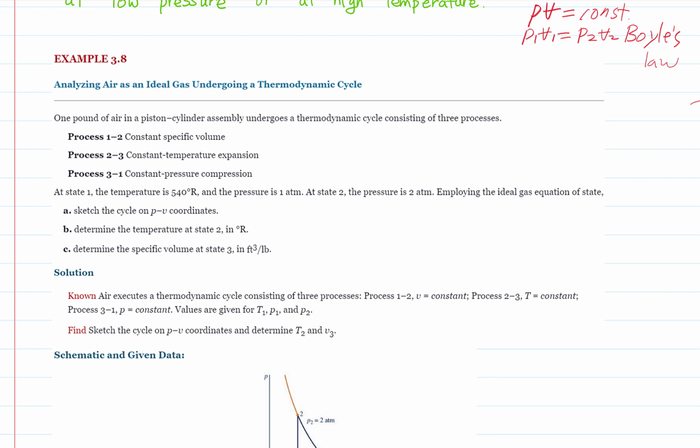Employing the ideal gas equation of state, so we consider air as an ideal gas, sketch the cycle on PV coordinates. Determine the temperature at state 2 in degrees Rankine. Finally, determine the specific volume at state 3 in cubic feet per pound.